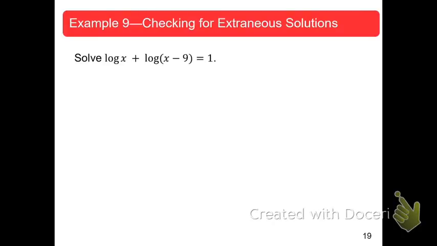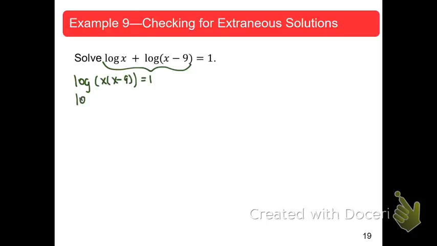Okay, class, example 9 in lesson 3.4. We're still solving for x, and so we have log of x plus log of x minus 9 equals 1. So I've got log plus a log, and hopefully we're good with combining that. Remember, when they're being added, we can combine them by multiplying. So we get log of x times x minus 9, which is equal to 1.